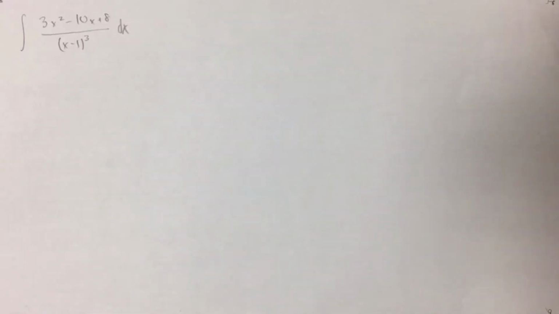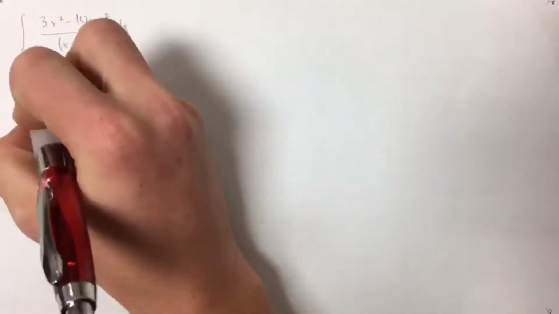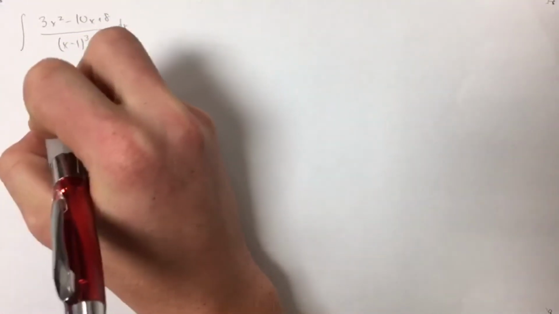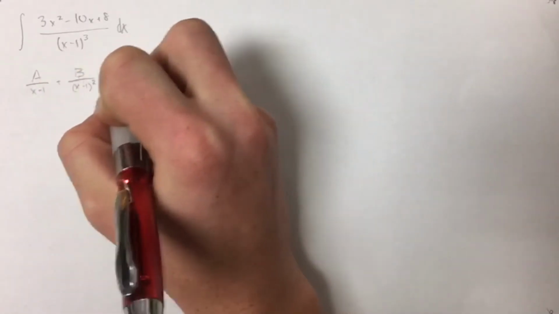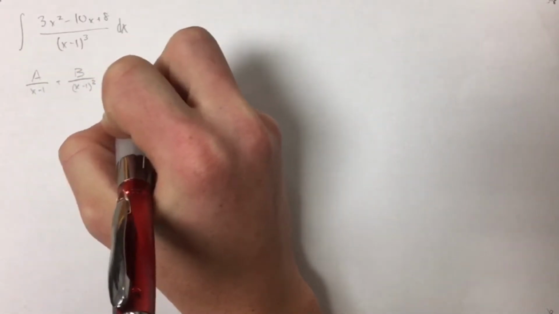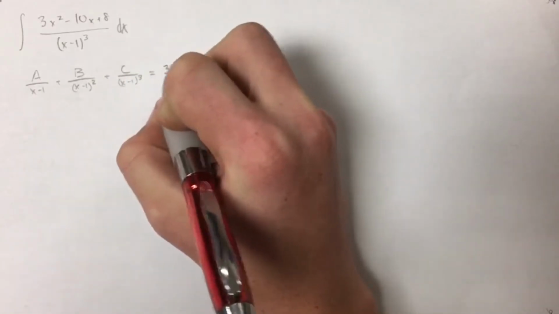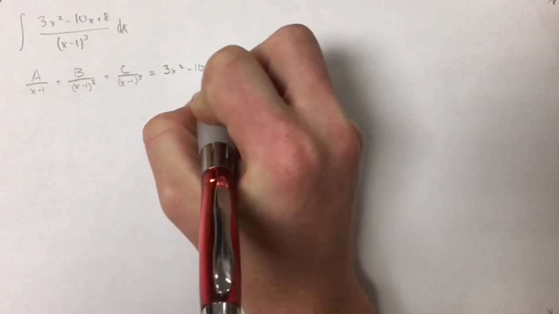Hello, Blake Currier, and today we will be integrating 3x squared minus 10x plus 8 over x minus 1 cubed dx. It's a PFD. It is a repeating linear factor, so be very careful. We do not want to do ax plus b, cx plus d, etc. It is not a repeating quadratic. That would be wrong.